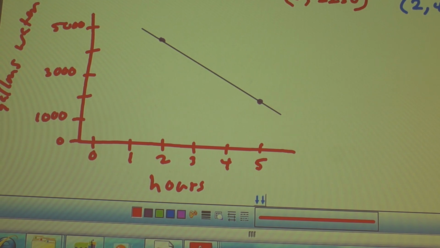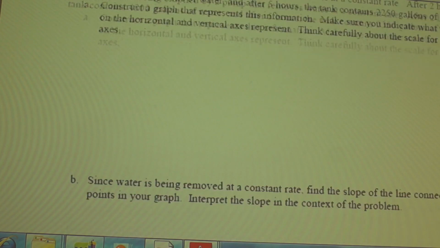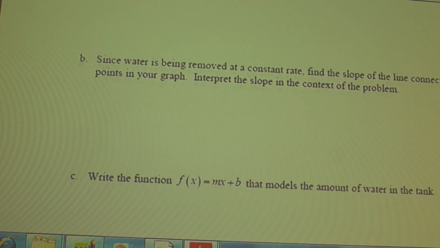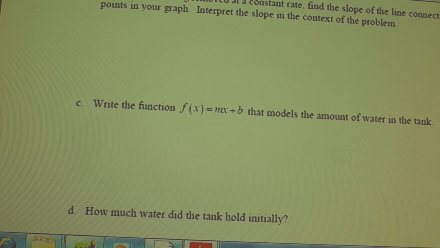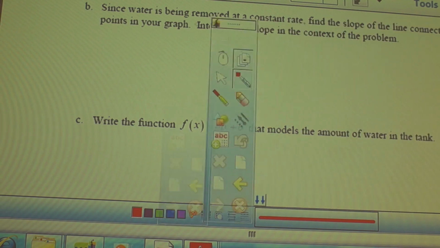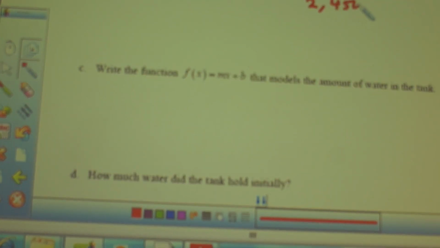Okay, so let's take a look at our next question with this. What are they asking of us next? Find the slope. Okay, so I have my points. What were my points again? It was 2, comma, what? And what was the other point? 5, 2,250. Perfect. Which one do you guys want to start with? The 2 or the 5 point? I don't care which one you want to start with.